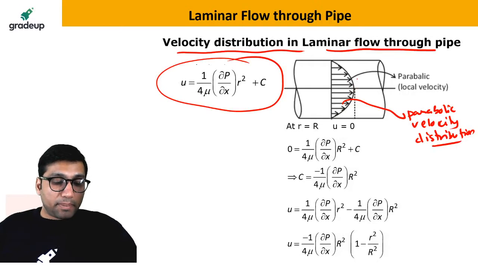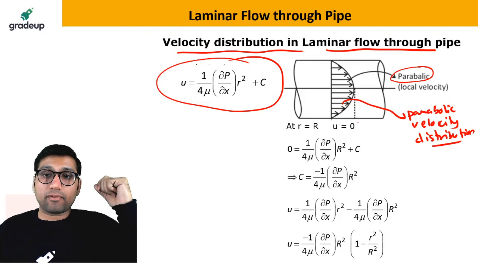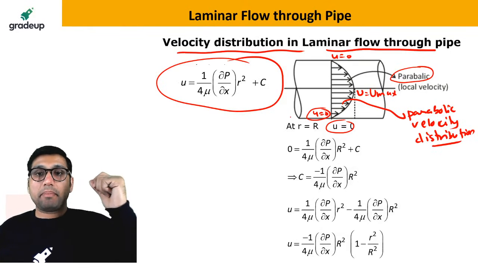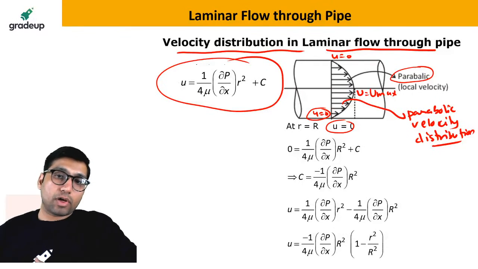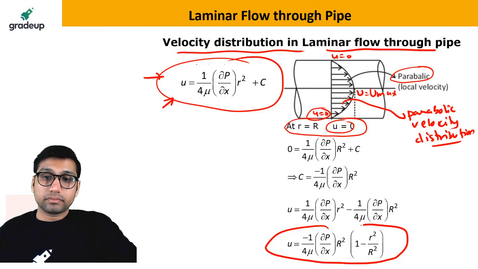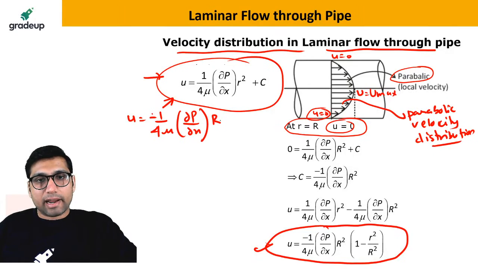Now, if we talk about the fully developed velocity profile in the pipe, the velocity profile will be parabolic for laminar flow through pipe. Velocity will be maximum at the center and 0 at the wall. This is how the velocity varies, with a parabolic velocity distribution. If you apply the boundary conditions for this fully developed laminar flow through pipe, you will get this velocity relation, which is the local velocity: u equals minus 1 by 4 mu del P over del X into R squared times (1 minus r squared over R squared).